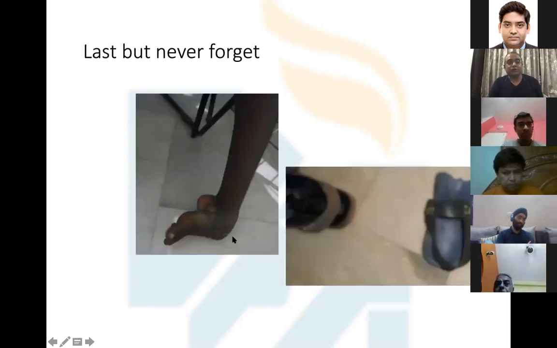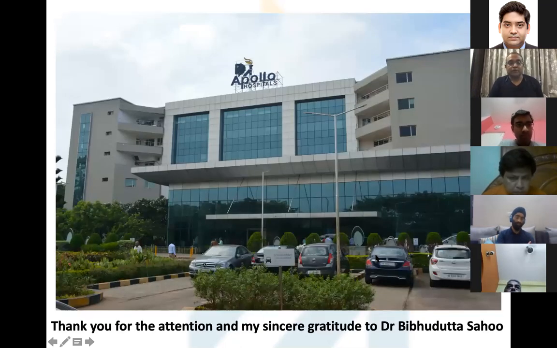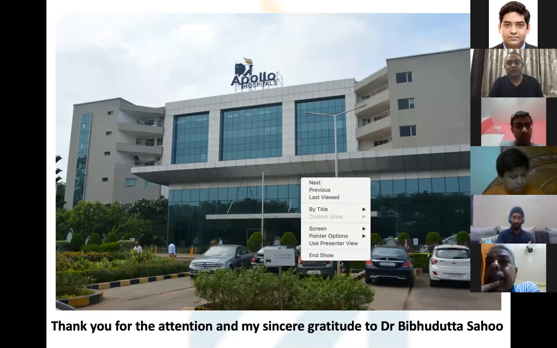And last but not the least, whenever you are examining any foot and ankle case, you have to examine the footwear also. So thank you for your attention, and my sincere gratitude to Dr. Vibhudatta Sahu, who has really helped me to get all the clinical pictures for this presentation. Thank you, sir.